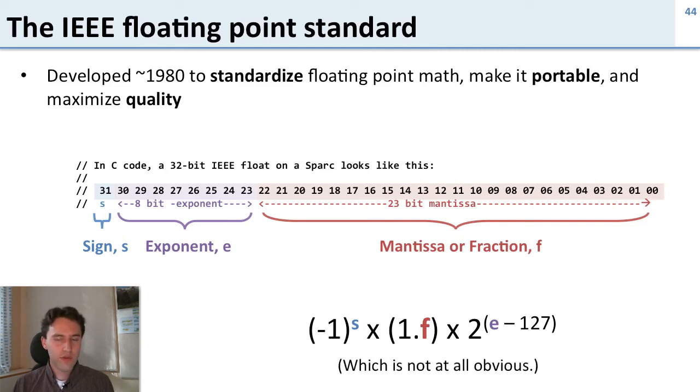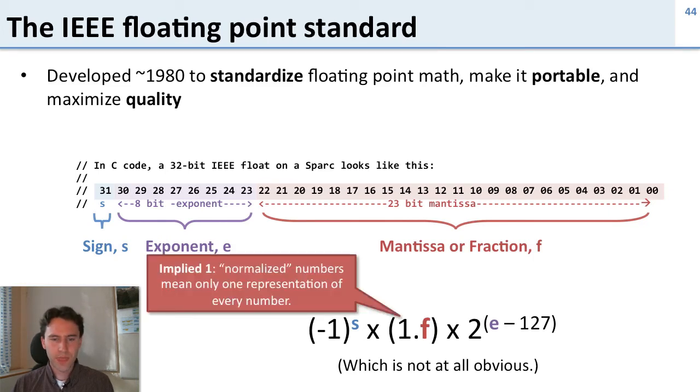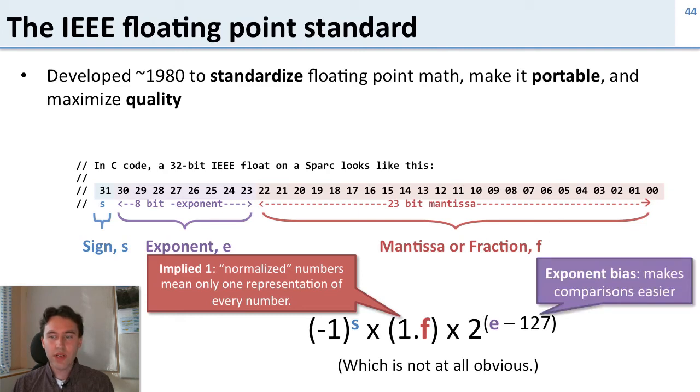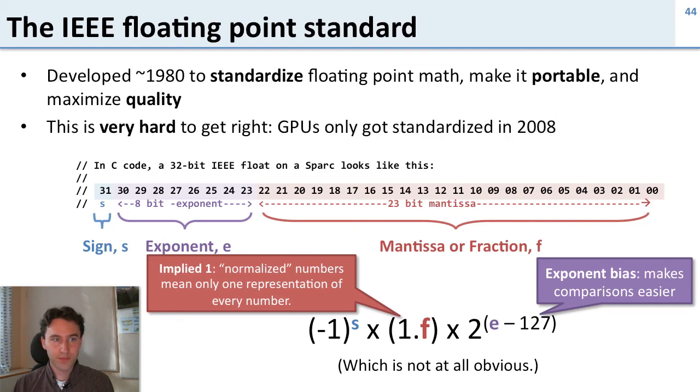So this is not at all obvious. It looks sort of like what we talked about before, but there are some weird things going on here. This implied 1 is normalizing the numbers. It helps make sure there's only one representation of each number, and we'll see that in a minute. The exponent has a bias here. This makes comparisons easier, and it means that we don't have to support negative numbers in the exponent because we know we're always going to subtract 127 from it.